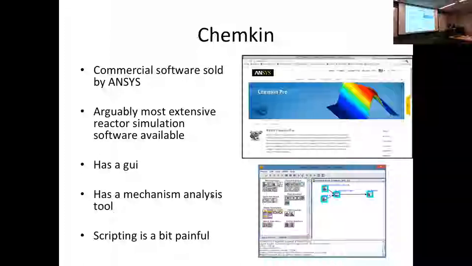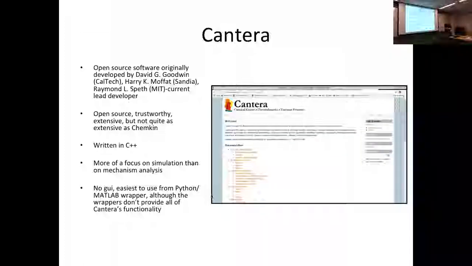I think a student a really long time ago wrote a Python module called PyChemkin that interfaces with it. But in general, scripting is very painful dealing with Chemkin. So then there's Cantera, which is an open source software, originally developed at Caltech. Ray Spath here at MIT is the current lead developer for that project. It's open source, it's very trustworthy and extensive. It's very much the open source version of Chemkin.